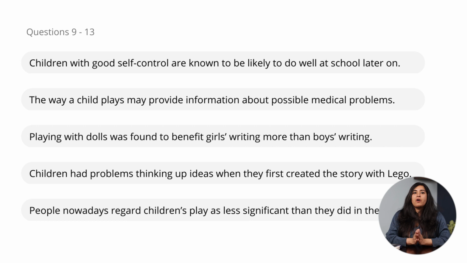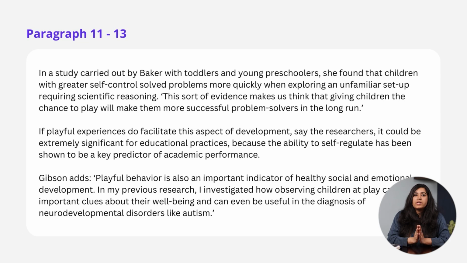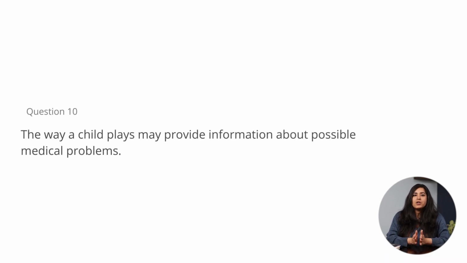The good thing here is that we have already gone through paragraphs 1 to 8, so we know that we can find the remaining answers in the paragraphs after that. Paragraph 11 will help us identify if question 9 is true, false, and or not given. In a study carried out by Baker with toddlers and young preschoolers, she found that children with greater self-control solve problems more quickly. The reasoning? This sort of evidence makes us think that giving children the chance to play will make them more successful problem solvers in the long run. So, children with self-control do well or more successful in the long run, which is later on, so the answer is true.